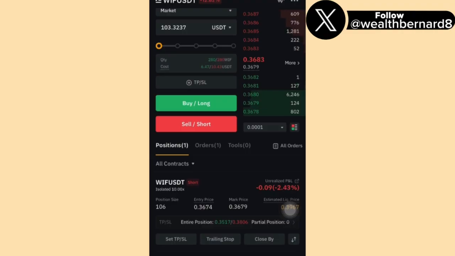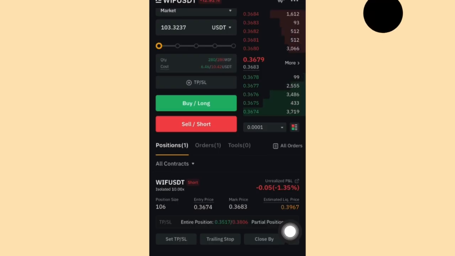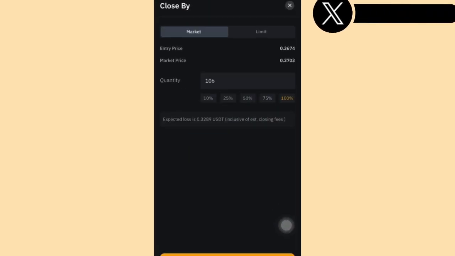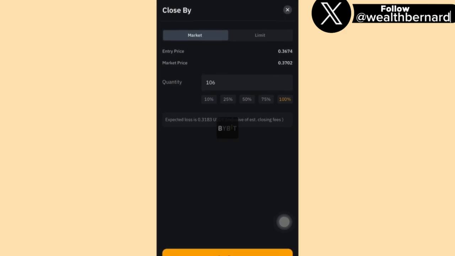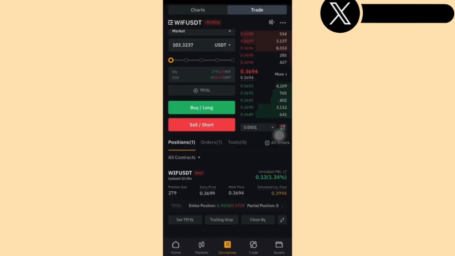So let's say the token right there, right now you can see we're on loss, massive loss. So let me just close this right now because we're on loss, guys. So I'm going to close by and click on confirm right there. We're going to see that we've lost money. I've entered the trade again.